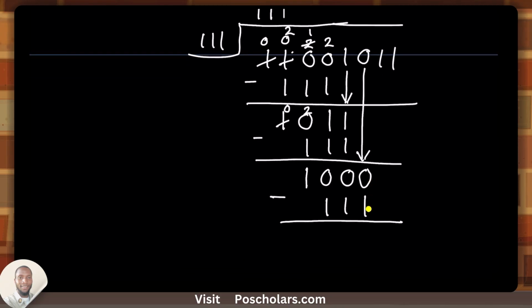0 minus 1 is impossible. You can't borrow from here, but you can borrow from here. So you will borrow 1 from here. You are left with 0. The 1 that you borrowed from here takes the value of 2, right? Then you subtract 1 from this 2 again.